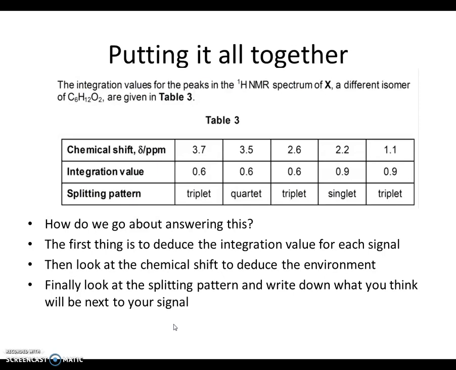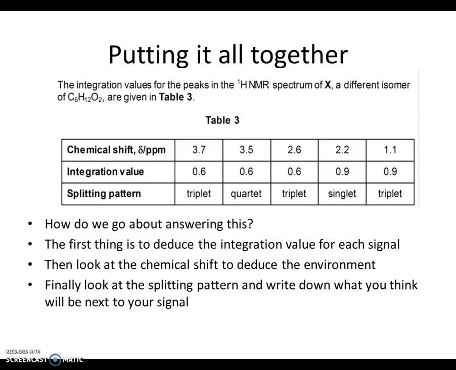So you've been told that compound X has the molecular formula C6H12O2. You've been given a variety of chemical shift data and the integration value for the number of hydrogens at that signal, and also its splitting pattern. Okay, so how are you going to go about answering this? Well, you've got to be logical, systematic, and show the examiner how you've got that assignment.